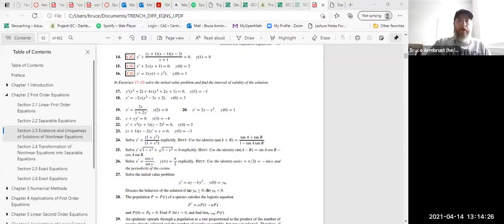All right, so let me go ahead and share this with you. So here's our book. This is section 2.2, number 20. Does that look right? All right, so let me go ahead and write this down. It says for this one, we want to solve the initial value problem, and then find the interval of validity of the solution. So we have y prime equals 2y minus y squared, and y of 0 equals 1.